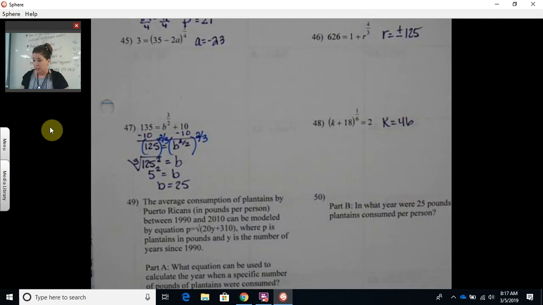Do you see any in that section that look confusing, that don't look like the rest of them? They all pretty much look like an example I did, right? And then 49 is one of those real world problems where there's a part A and a part B. And part A, I think it just wants you to isolate the y. And then part B, you have to just answer a question by substituting in a number, like we did on topic 4, I think it was.